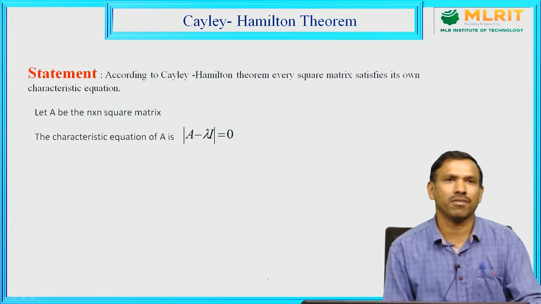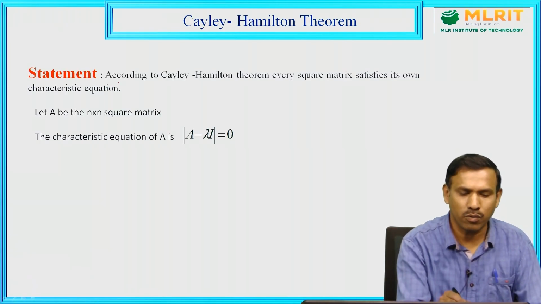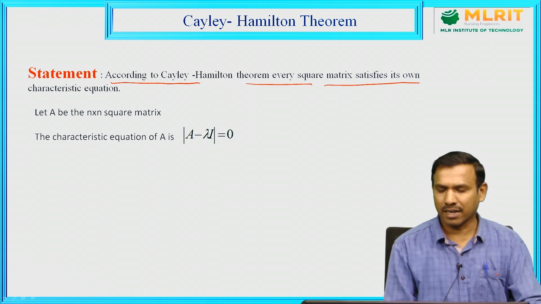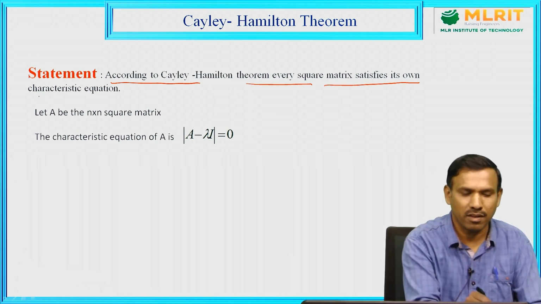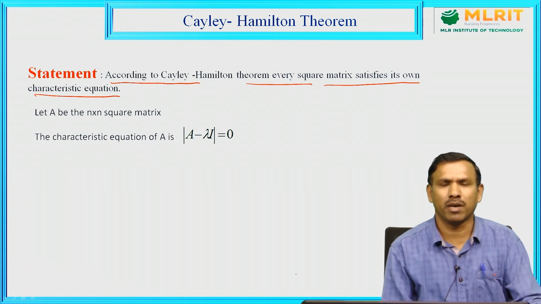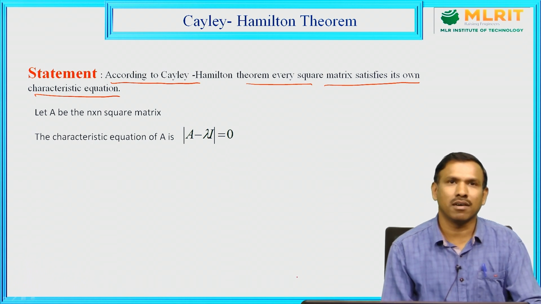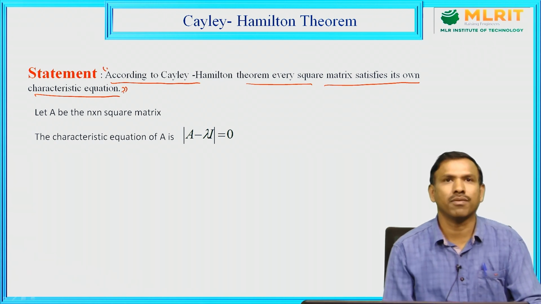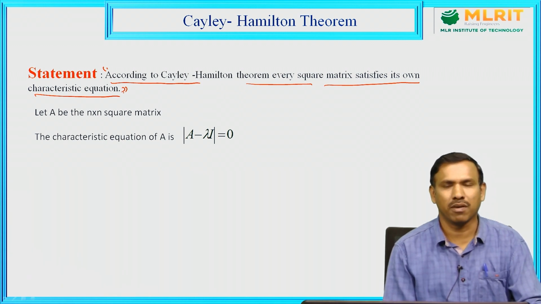So what is the statement of the Cayley-Hamilton theorem? According to the Cayley-Hamilton theorem, every square matrix satisfies its own characteristic equation. This is the statement of the Cayley-Hamilton theorem. Any square matrix, 2 by 2, 3 by 3, 4 by 4, will satisfy its own characteristic equation. For every square matrix we can define a characteristic equation. Sometimes in the examination they ask very clearly: write the statement of the Cayley-Hamilton theorem.